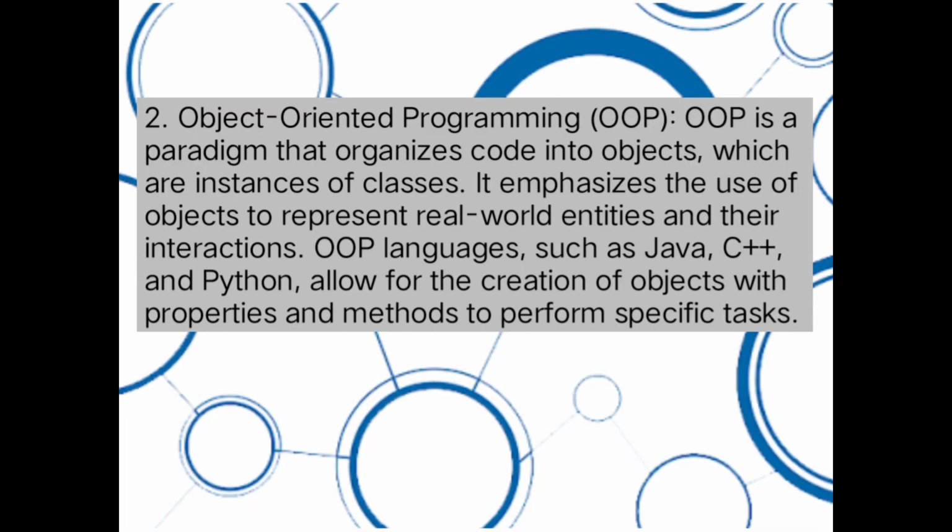Number 2 example, object-oriented programming, OOP. OOP is a paradigm that organizes code into objects, which are instances of classes. It emphasizes the use of objects to represent real-world entities and their interactions. OOP languages such as Java, C++, and Python allow for the creation of objects with properties and methods to perform specific tasks.